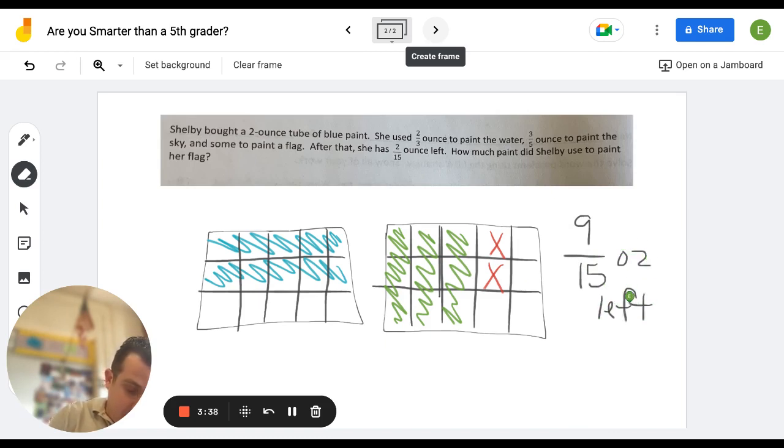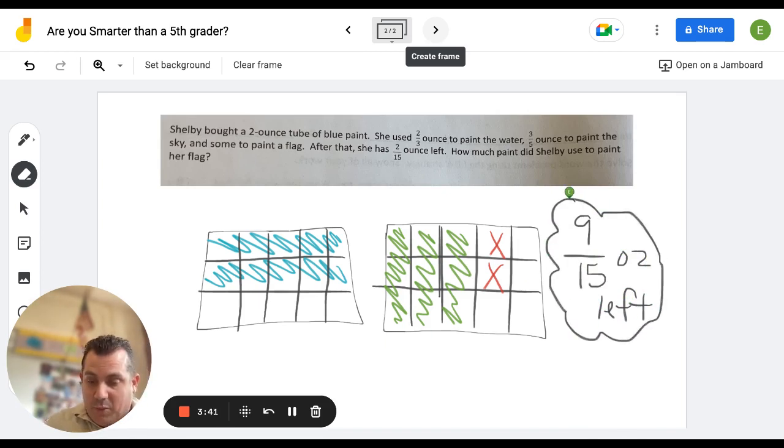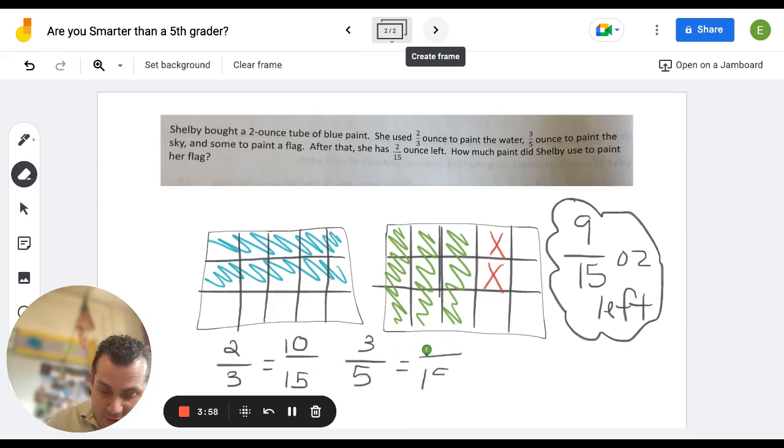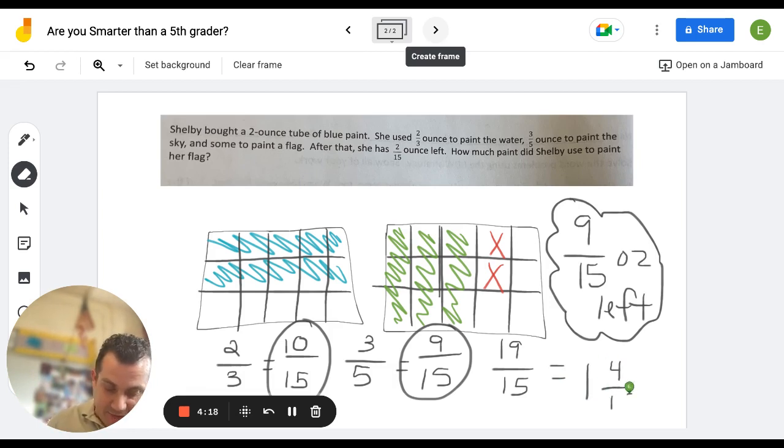Okay. And to show that, what you're going to say is we represented the 2/3, which equaled 10/15. Then we had the 3/5, which is equal to 9/15. So we take our 10/15 and our 9/15. We're going to add them together to give us 19/15. We know that 19/15 equals 1 and 4/15.